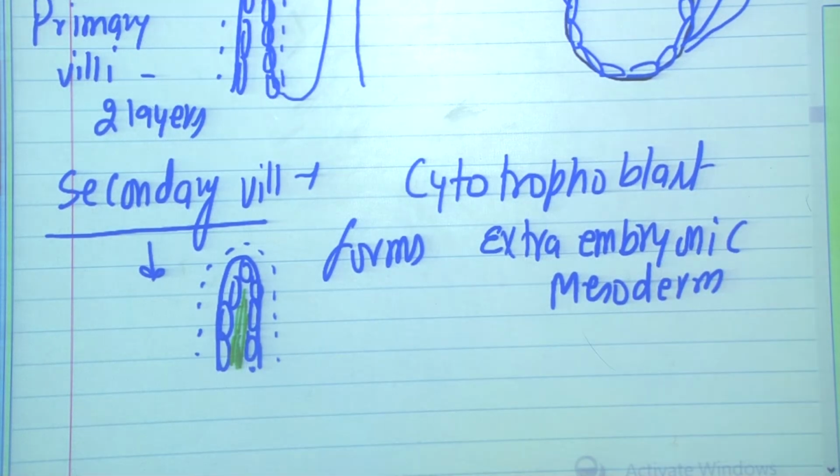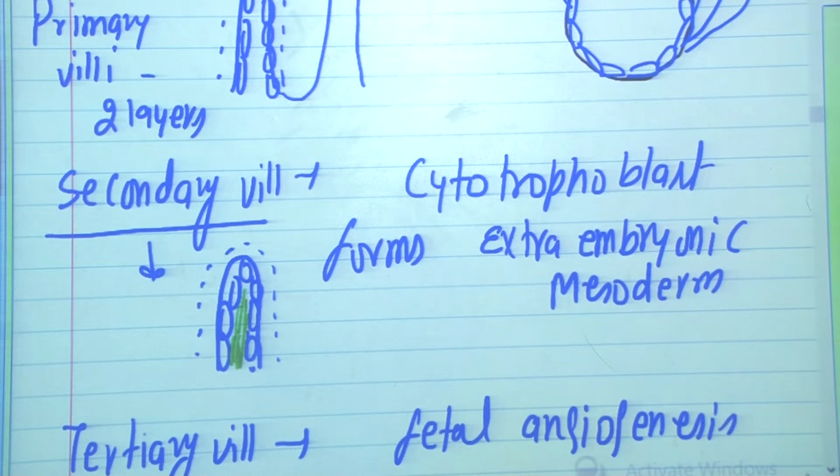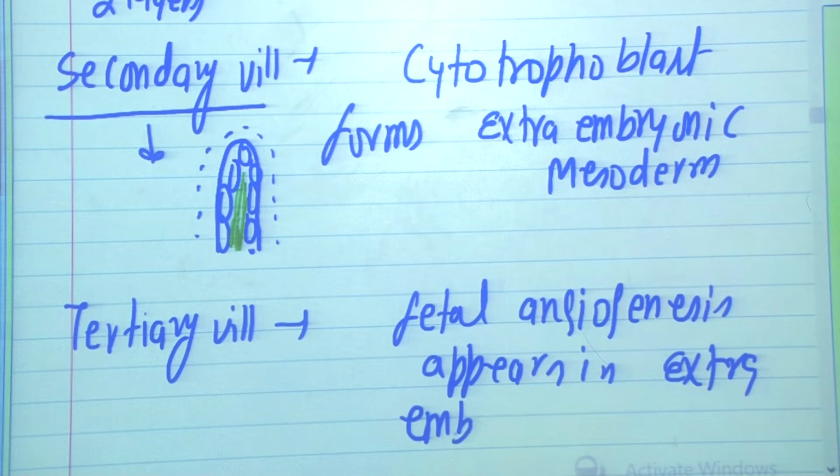Now, the next is the tertiary villi, which is the final villi. What happens in tertiary villi? Extra embryonic mesoderm, fetal angiogenesis appears in extra embryonic mesoderm.